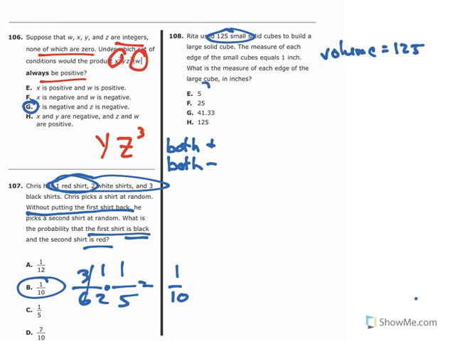So what's the cube root? Well, it's 5, right? 5 cubed. If I had 125 cubes, I'd have 5 by 5 on the bottom times 5 high. It'd be like a big Rubik's Cube.